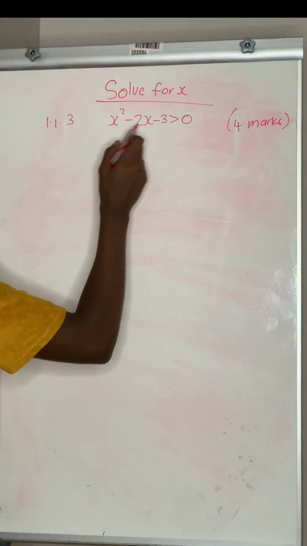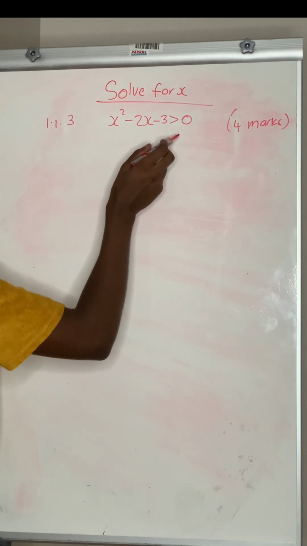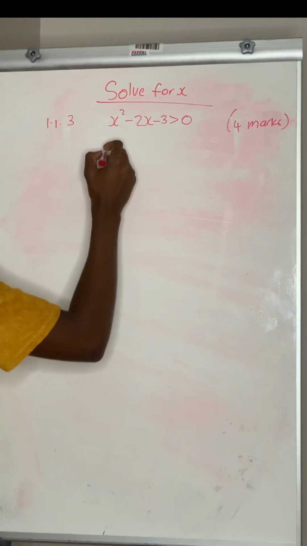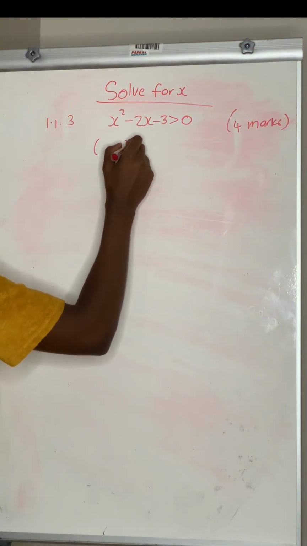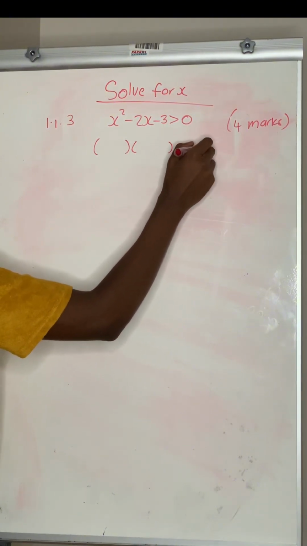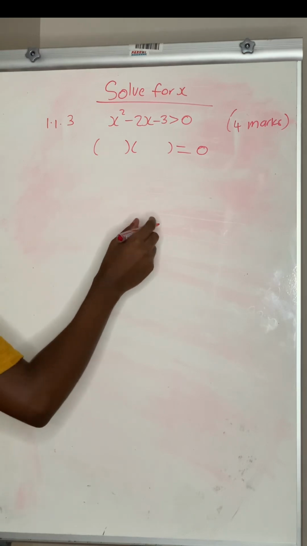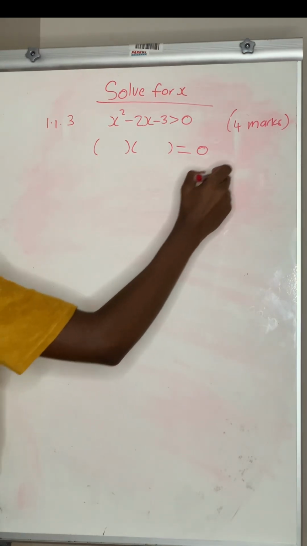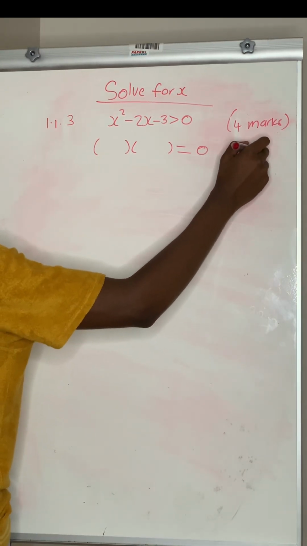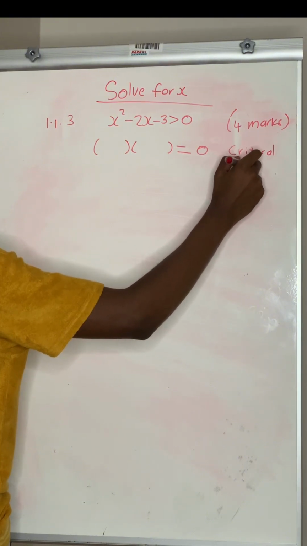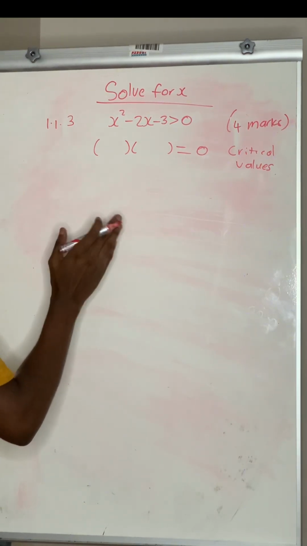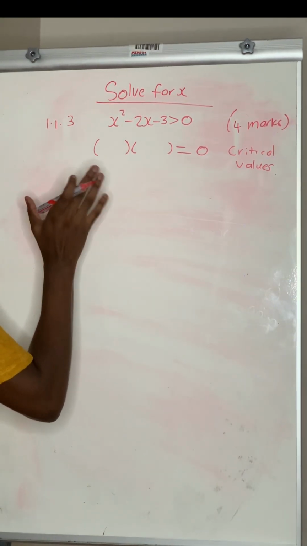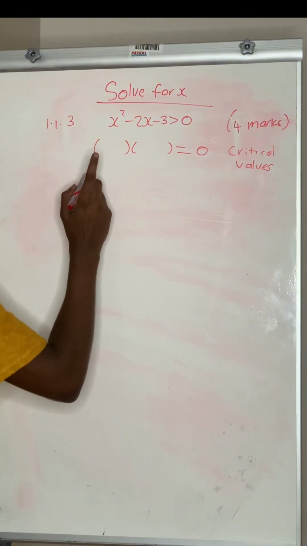So we have this inequality, x squared minus 2x minus 3 is greater than 0. Our first step is to simply factorize this. So we're going to have 2 brackets and equate this to 0. Why are we equating it to 0? Because we're trying to find what we call our critical values. The reason why they're called critical values is because they guide us into answering the question. So let's first factorize this.